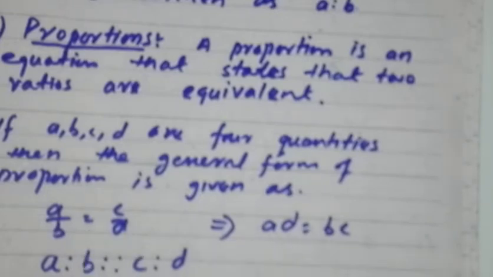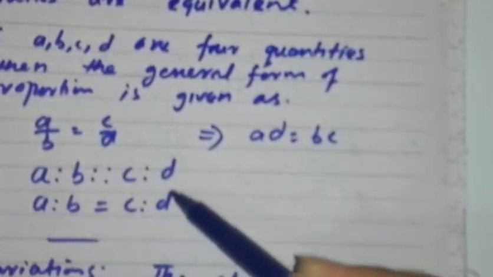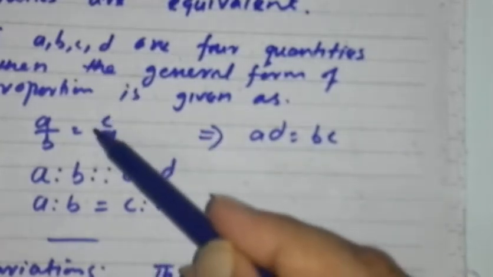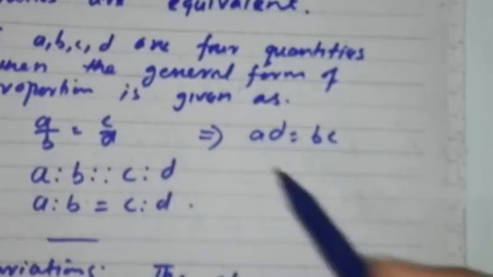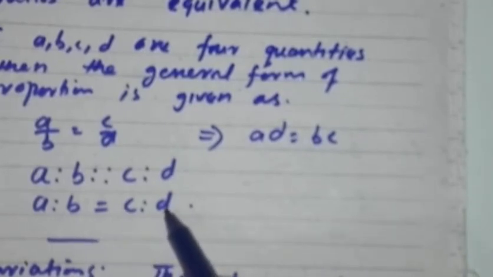This proportion can also be written as A ratio B proportion C ratio D, or A ratio B equals C ratio D. These are all proportions. Here B and C are called means and A and D are called extremes of the proportion.